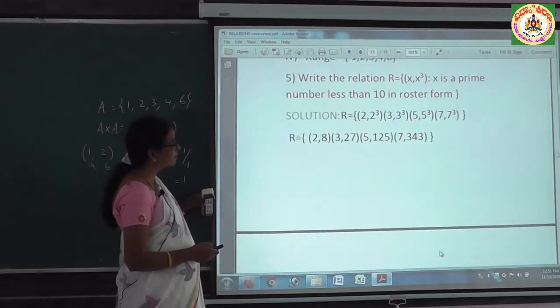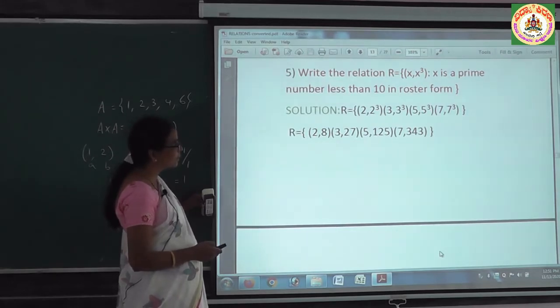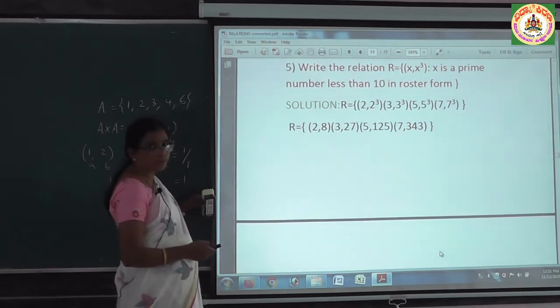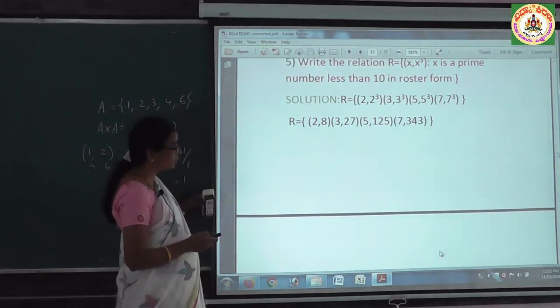Next one: write the relation R is equal to {(x, x cube) such that x is a prime number less than 10} in roster form. You know about prime numbers. What are prime numbers? You know that prime numbers are 2, 3, 5, 7, 11 and so on. But the condition given here is numbers less than 10, in roster form.